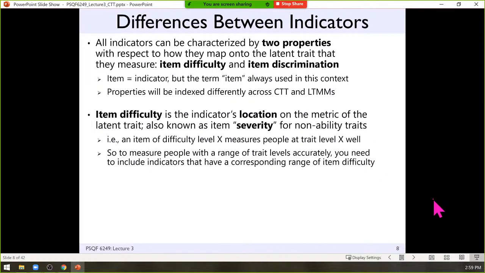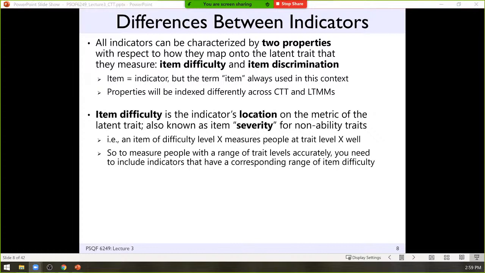Item difficulty is location. It's where on the latent trait the item is located. So you can think of items that are easy versus difficult. Easy items are designed to measure people of lower abilities, whereas more difficult items are designed to measure people of higher abilities. So all items are not created equal, and that's a good thing.